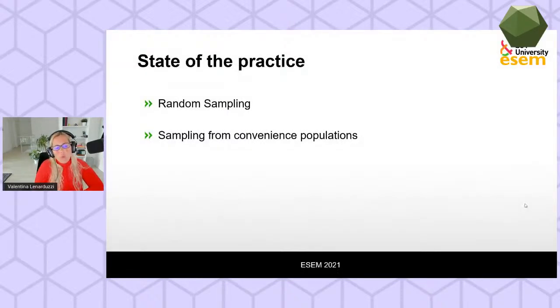Okay. So what we did, first, we investigated the state of the practice. We investigated who tried to describe, depict, and figure out this kind of problem. And we discovered that in the literature, the vast majority of the processes, approaches, and methods are mainly related to random sampling and sampling for convenience population. Next.